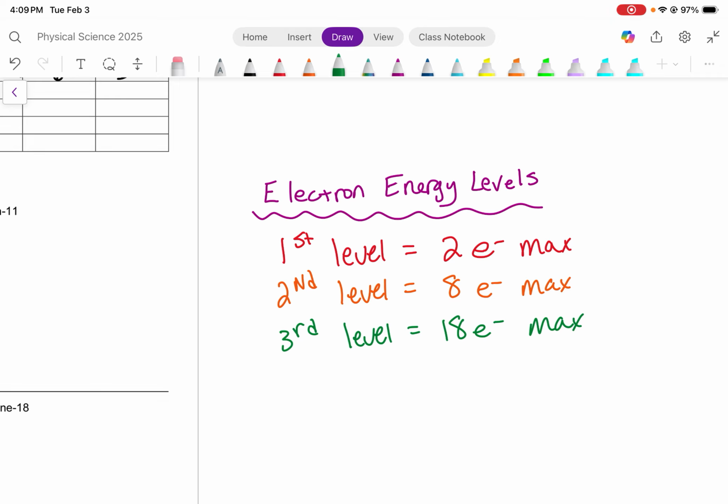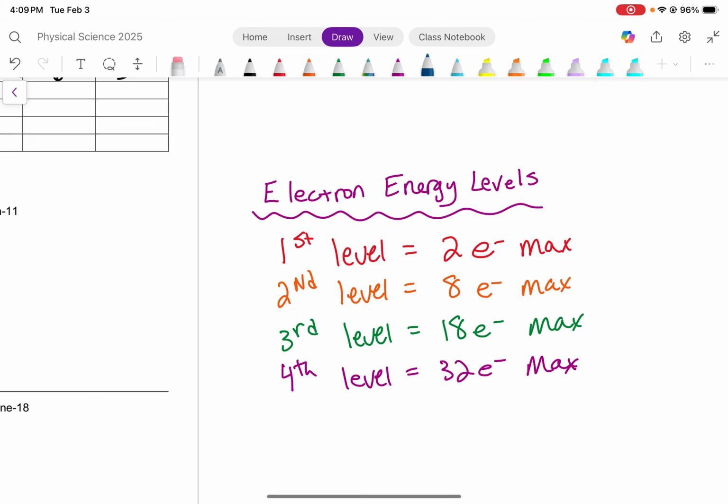Second level is 8 electrons max. Again, if you have a total of 11 electrons, well, you'd put 2 in the first, you'd put 8 in the second, you'd have 1 left over. Well, you can't wedge that 1 into the second level. Scientists said it just doesn't work that way. You can only have 8, so 8's the max. Third level is 18. Fourth level is 32 electrons max, and that's the highest we go to.